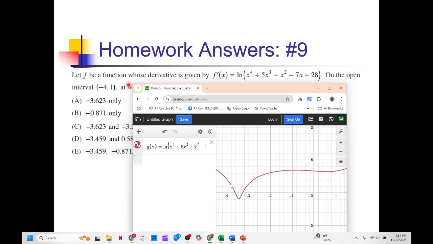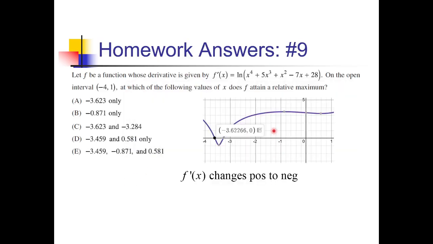So between -4 and 1, if I click on my function and click on the gray dots, we're changing from positive to negative right at this dot here, positive to negative. So that's about -3.623. Since we're changing positive to negative there with f prime, that means f has a relative max at that spot. Since that's the only place where we're changing positive to negative on this interval, that number only is going to be our answer.